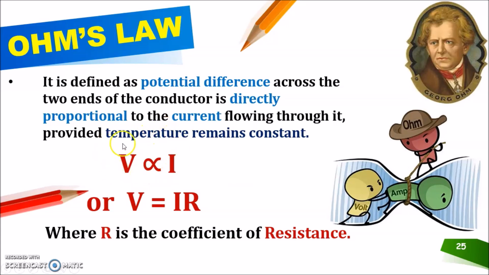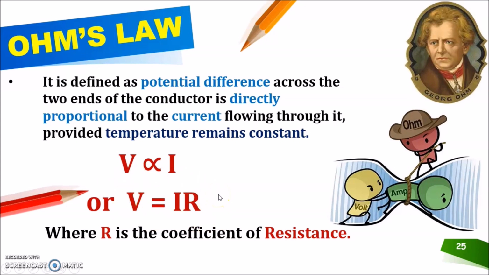We can write mathematically this statement like this: potential difference across the two ends of the conductor is directly proportional to the current flowing through it. If we remove this proportionality sign and put an equal to sign, then we have to insert a constant here. This constant is the coefficient of resistance. We will discuss resistance later on. So we have this most important formula, V equal to IR. It is also called Ohm's law.